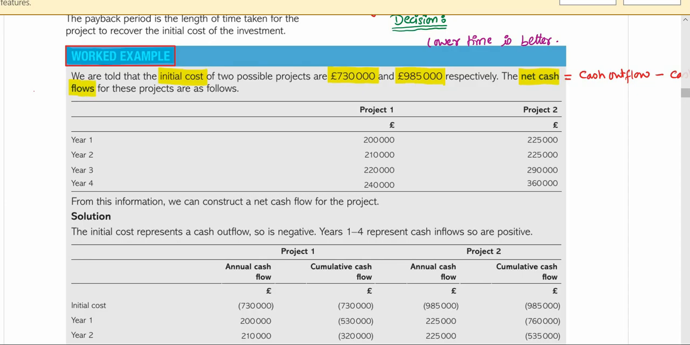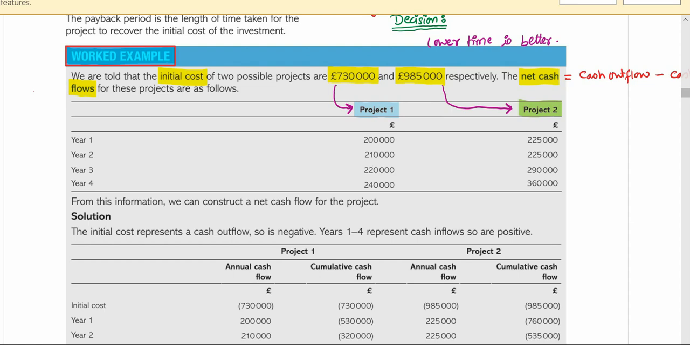Okay, so here is project one. The blue one is project one, and the green one is project two. So how much did we invest in project one? Yes, 730,000. And how much did we invest in project two? That is 985,000. So in how many years can we recover our 730,000 in project one?